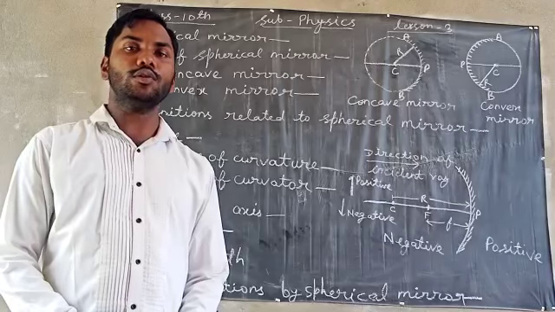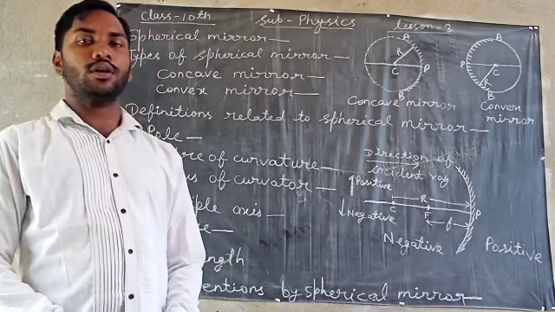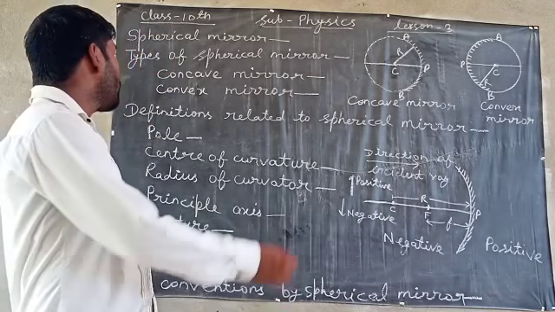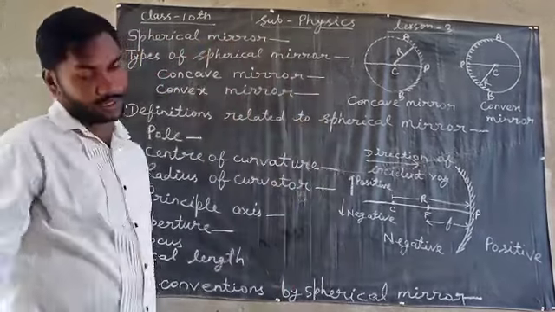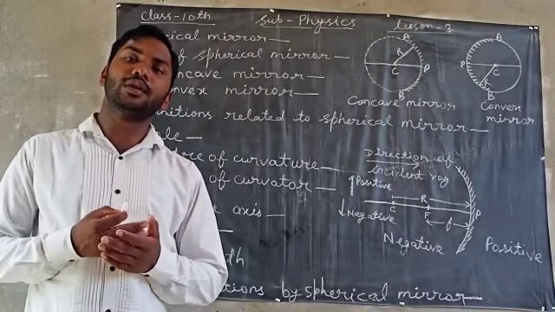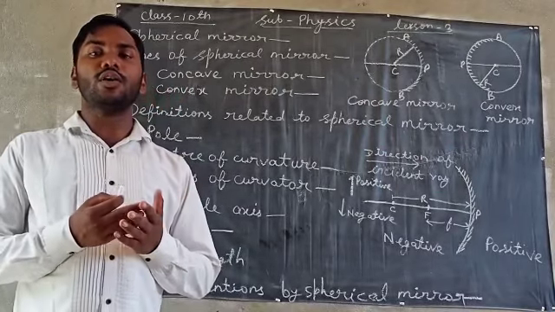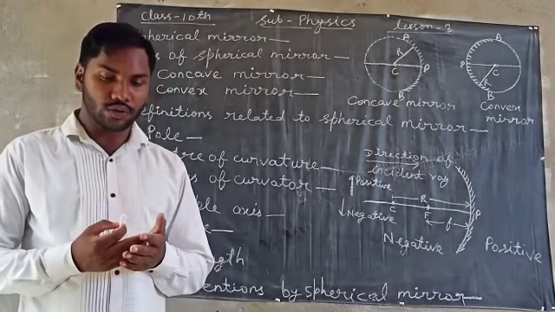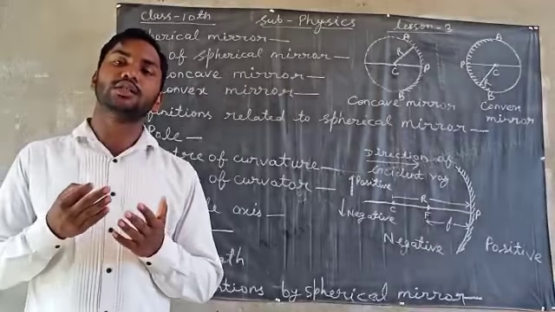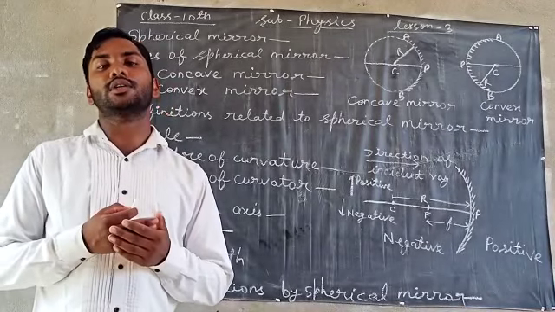In the previous video, we discussed plane mirrors. Now in this video, we are going to discuss spherical mirrors. A mirror whose polished surface is a part of a hollow sphere of glass or plastic is called a spherical mirror.